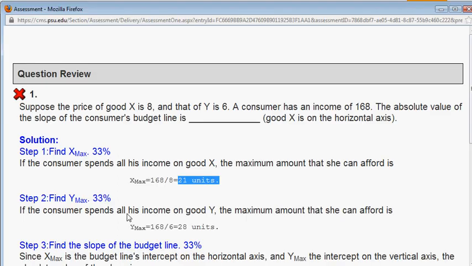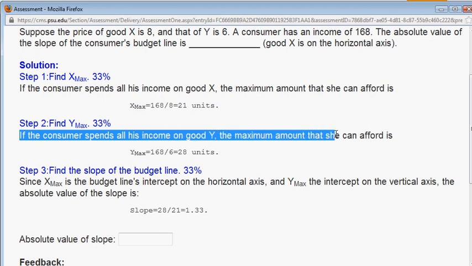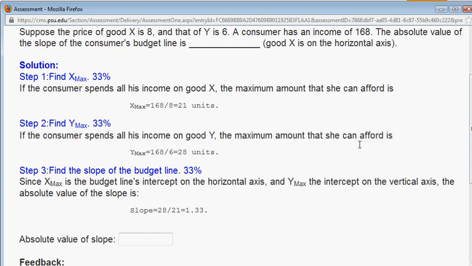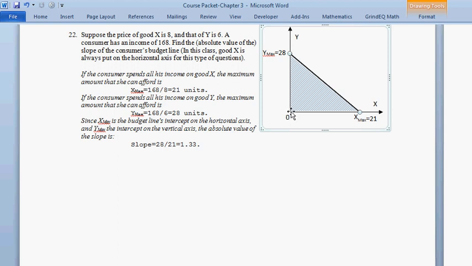Now let's go back and solve for Y max. If the consumer spends all his income on good Y, then the maximum amount that he can afford is Y max equal to his income divided by the price of good Y. That gives us 28 units. Okay, let's look at the graph. So, if the consumer spends all his or her income on good Y, he or she can buy 28 units of good Y. Again, don't take this as a math question. I mean, this is a worthless math question.